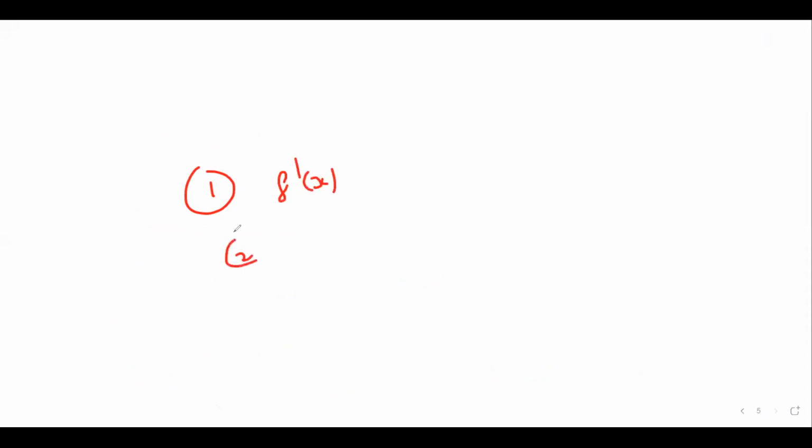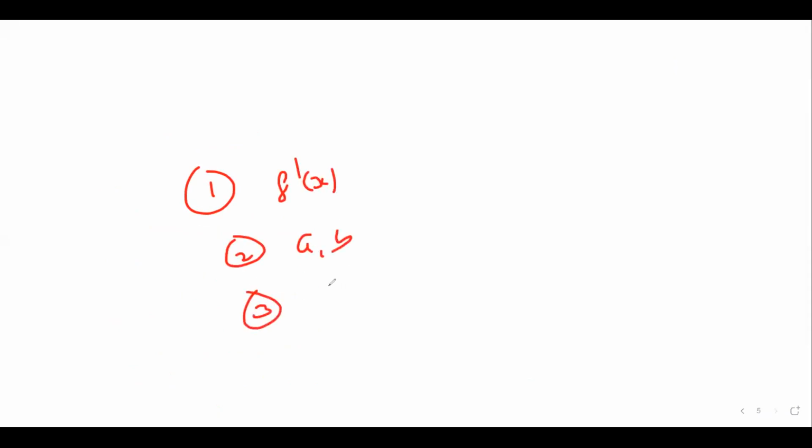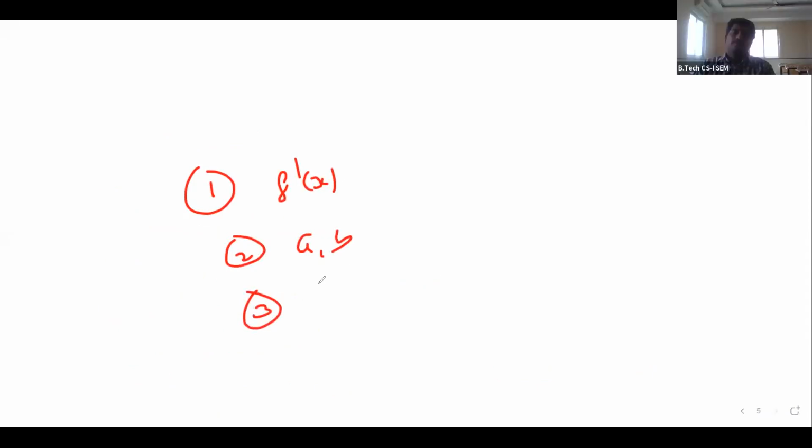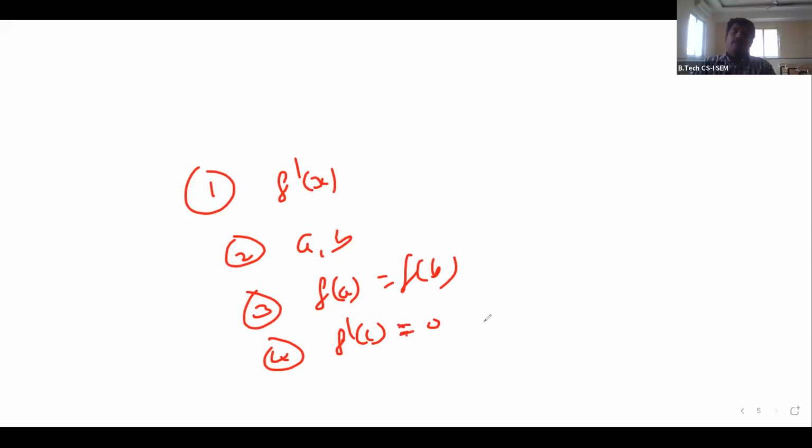f dash x. Second step, a and b value. Third step, f of a is equal to f of b. Very good. Fourth step, f dash c equal to 0. Fifth step, finding c and checking whether it lies in a and b or not. Okay, now I'll give a question. You have to solve it in 5 minutes.